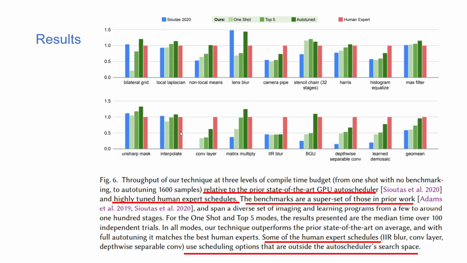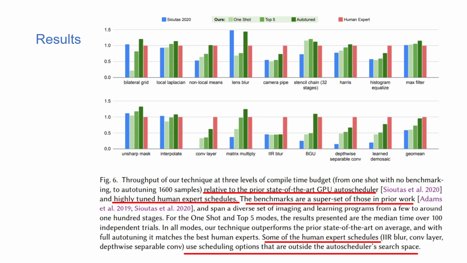So relative to the Sioutas paper, the auto-tuning looks way superior than the Sioutas option, but still, we're going to see that the auto-tuning option takes a longer compilation time than Sioutas, so it's going to have a better performance at the cost of higher compilation time.